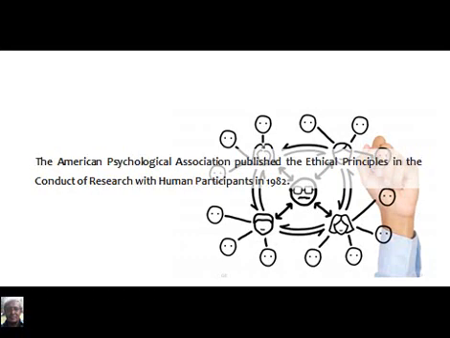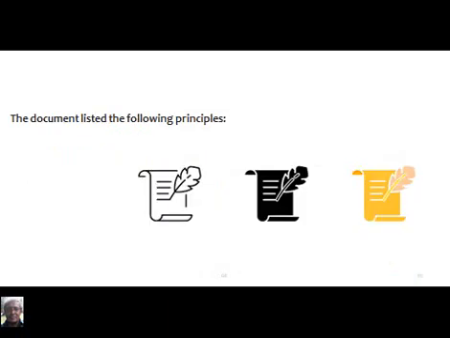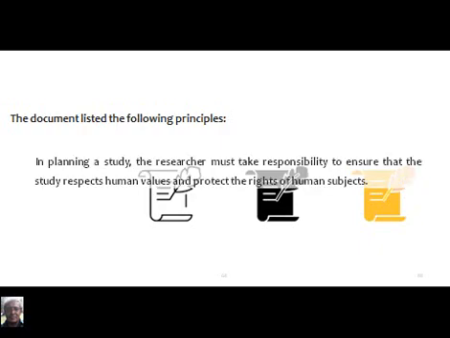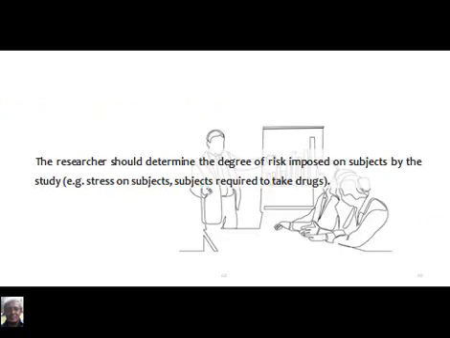The American Psychological Association published the ethical principles in the conduct of research with human participants in 1982. The document listed the following principles. In planning a study, the researcher must take responsibility to ensure that the study respects human values and protects the rights of human subjects. The researcher should determine the degree of risk imposed on subjects by the study, for instance, stress on subjects required to take drugs.